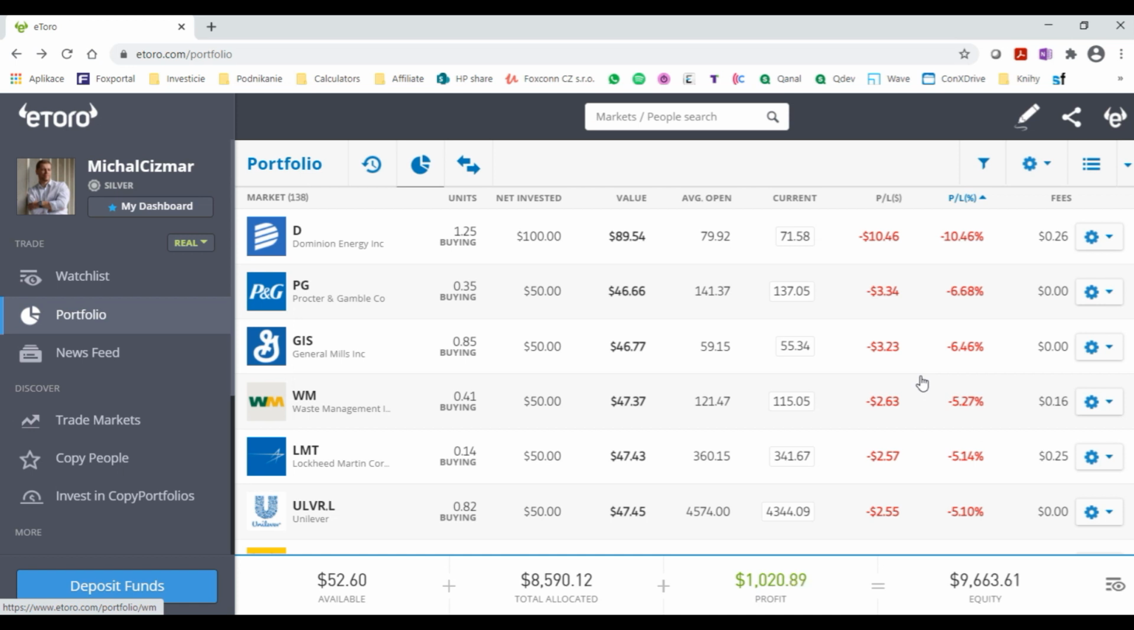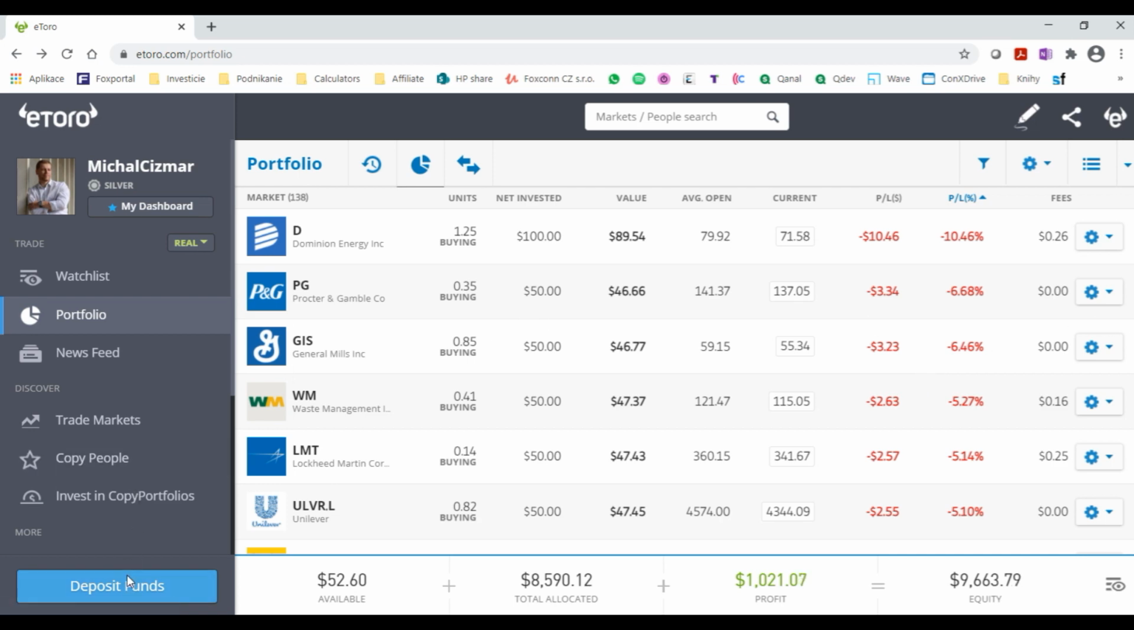How to deposit money to eToro and which way is the most cost effective? Today I will show you 3 different options how to deposit money to eToro. And after that I will show you how I am buying several stocks even though the market right now is closed. So let's get started.